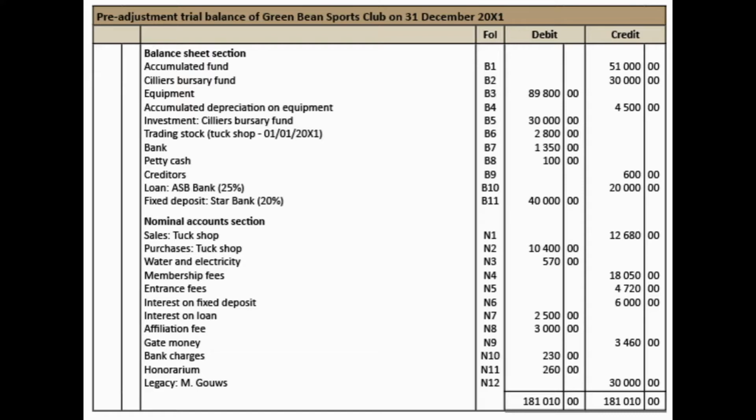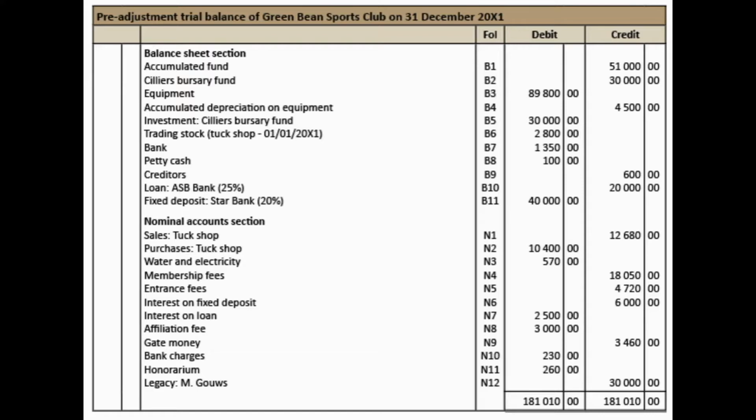The second one, number 2, adjust the interest on the loan. Okay, now we must have a look. What is the loan? The loan was a loan from ASB Bank for 25%. Okay, let me just see. Oh no, okay, yeah, 25%. The amount of the loan is 20,000.